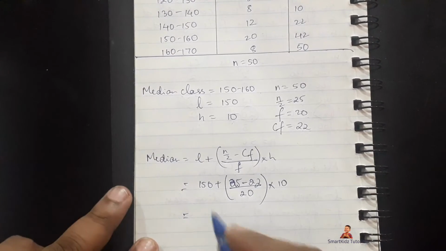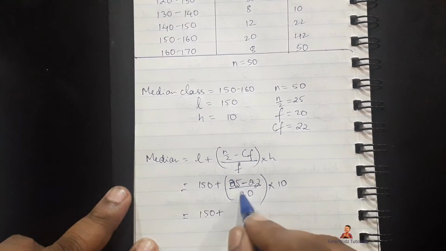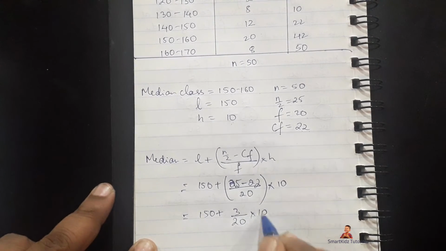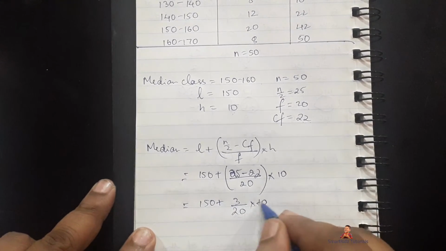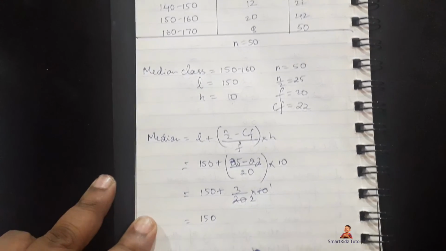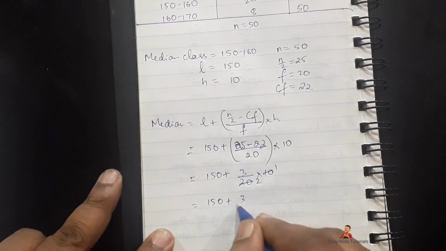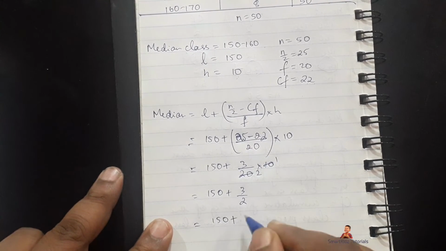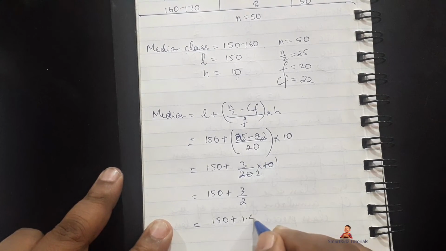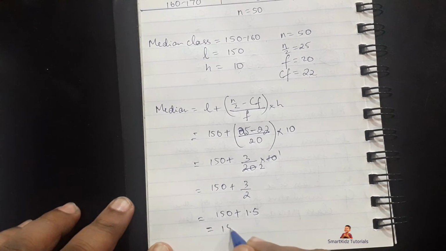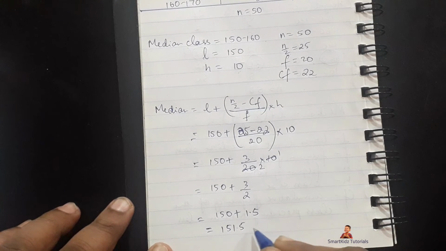Let's calculate further. So 150 plus 25 minus 22 gives us 3 upon 20 into 10, and 10 ones are 10, 10 twos are 20, and we get 150 plus 3 upon 2. If we calculate this, we will get 150 plus 1.5, and if we add them, we will get our median, which is 151.5 units.